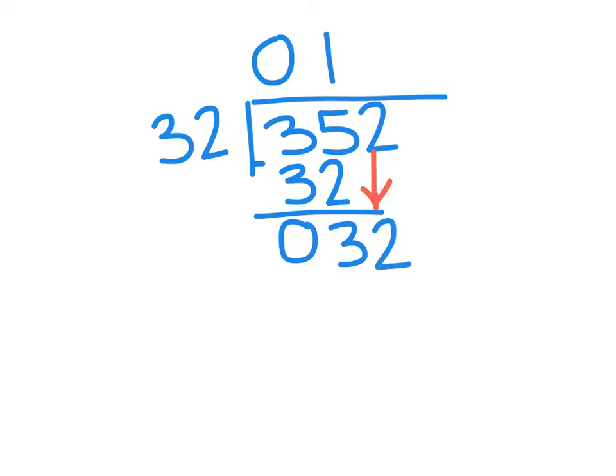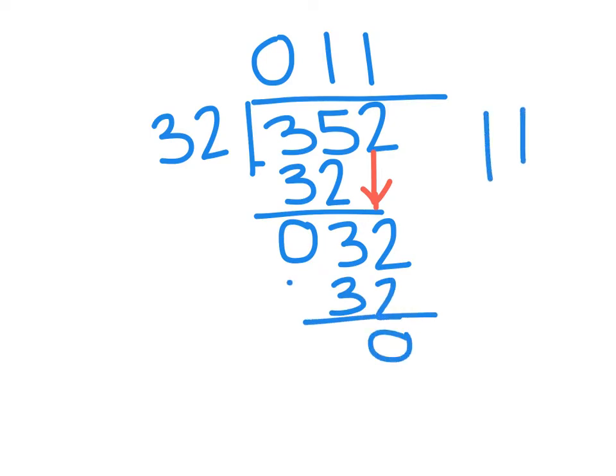32 into 32 goes once. 32 minus 32 is 0, so the quotient for this problem is 11.